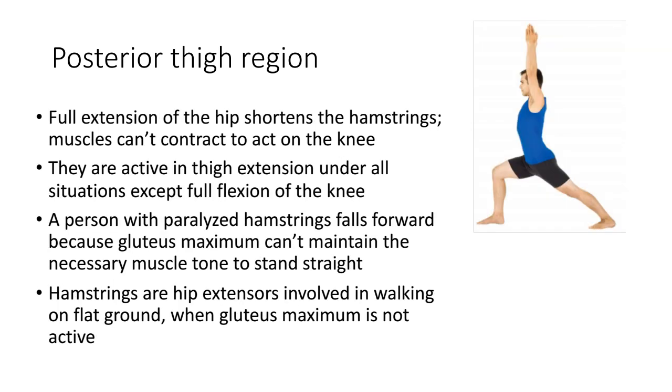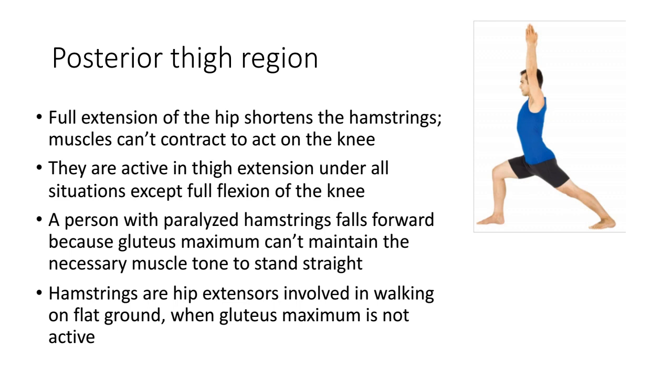So the hamstrings, basically, they extend the hip and they flex the knee, but they can't do both of those things maximally at the same time. That's because full extension shortens the hamstrings, and the muscles aren't going to be able to contract then to act on the knee because they're already too short. And when the knee is fully flexed, then you can get extension, but you're not going to be able to get maximum extension of the hip.